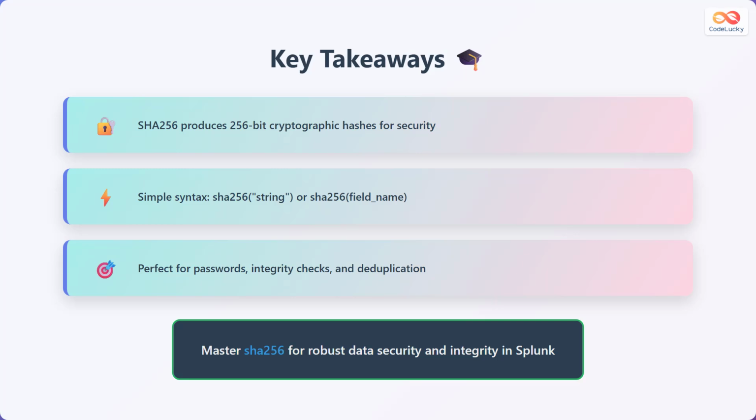As we conclude our exploration of the SHA256 command, remember these essential points. SHA256 produces secure 256-bit cryptographic hashes that are ideal for security applications. The syntax is simple and flexible, accepting both string literals with double quotes and direct field name references. This command is perfect for password security, data integrity verification, deduplication tasks, and audit trail creation. By mastering the SHA256 function, you'll have a robust tool for implementing data security and integrity measures in your Splunk environment, ensuring your data analysis workflows maintain the highest security standards.